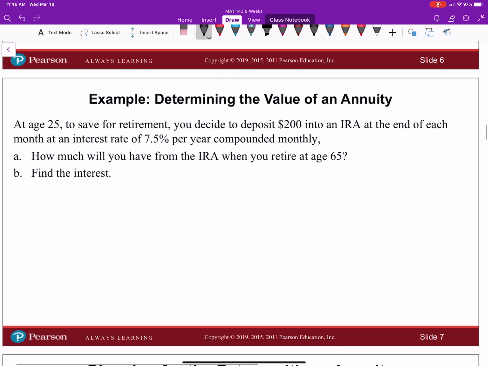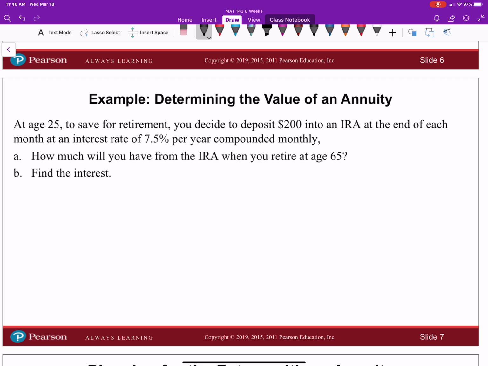All right, let's look at another example. It says at age 25, to save for retirement, you decide to deposit $200 in an IRA at the end of each month, at an interest rate of 7.5% per year, compounded monthly. How much will you have from an IRA when you retire at 65? So this is an interesting type of question. So we basically need to take out and see what we actually have.